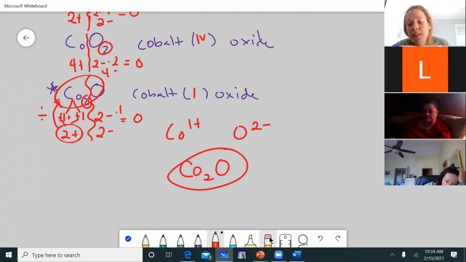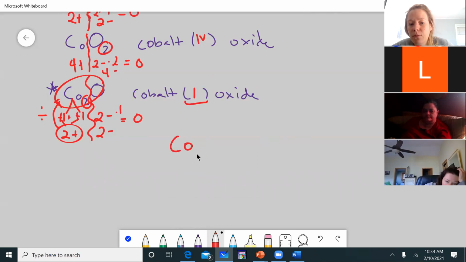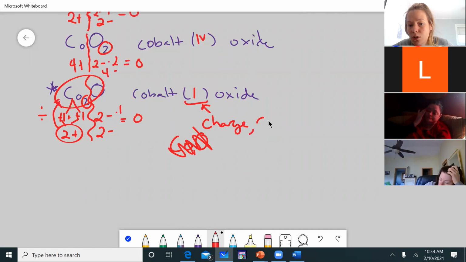What I see often, pitfalls with this, is when people see this number in parentheses here. So let's say you were going backwards, they'll see the 1 and they think, oh, that means I have 1 cobalt and an oxygen, right? The 1 is just coming down as the subscript. That is not the case, all right? This always refers to charge. Charge, charge, charge.